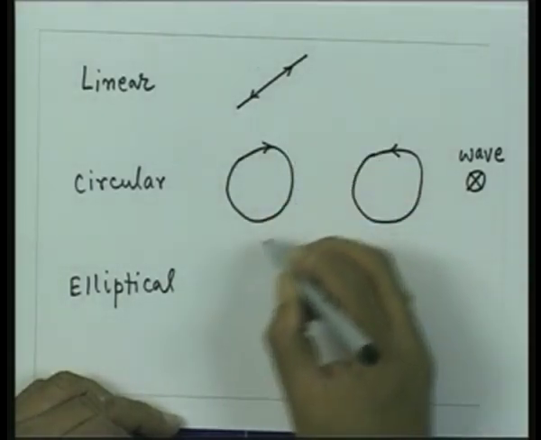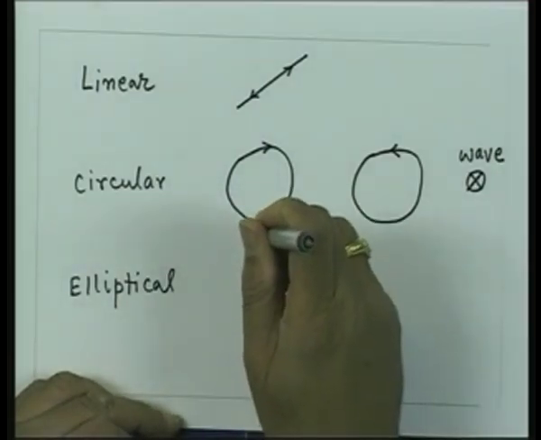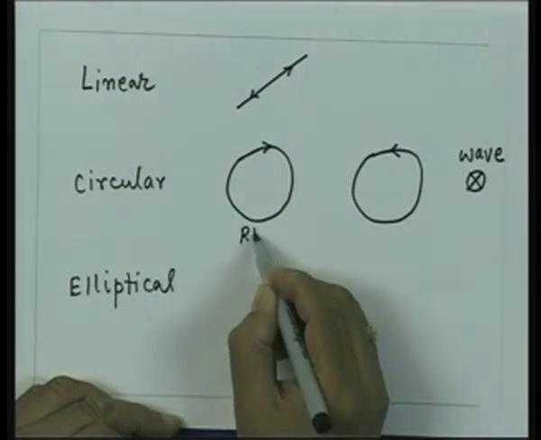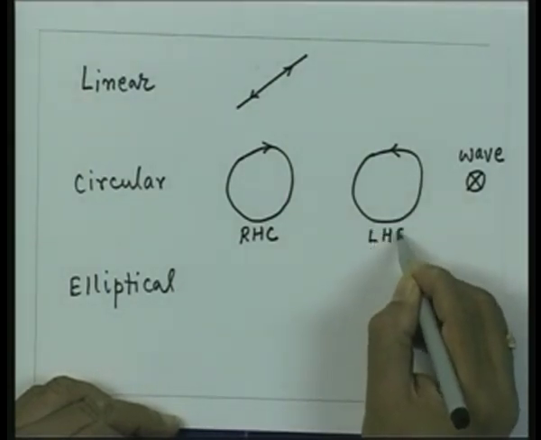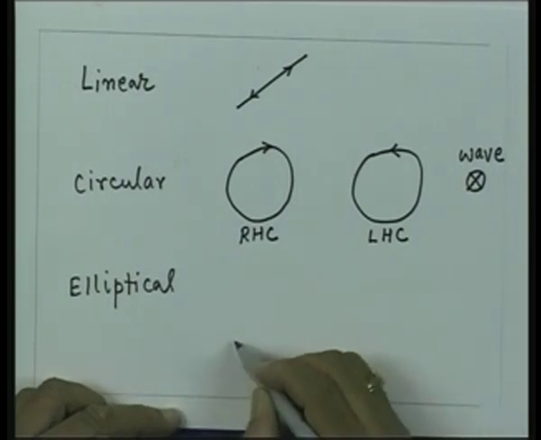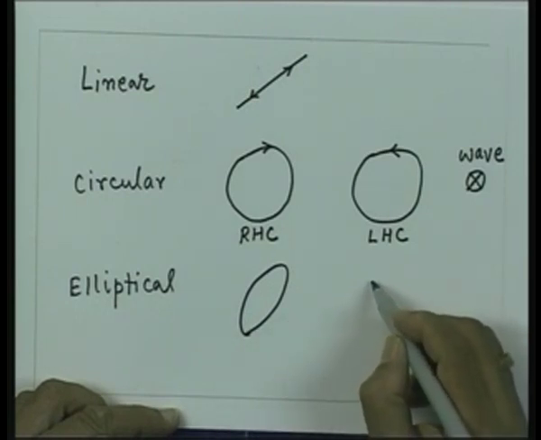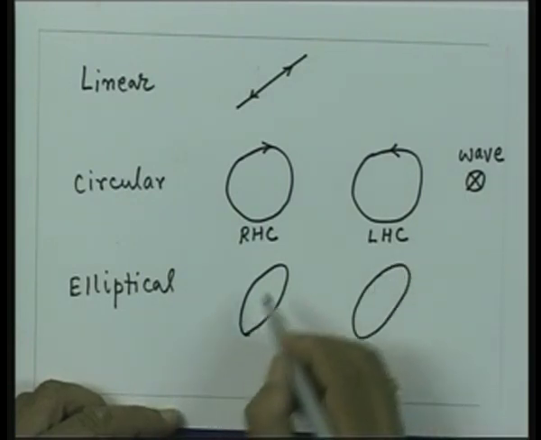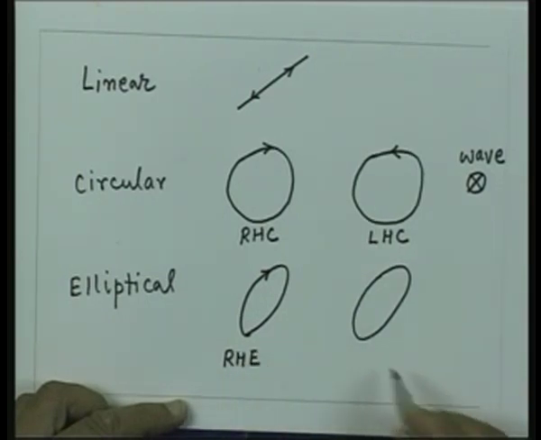So if I look at this circle, this rotation now is towards my right because I am seeing in the direction of the wave which is receding from me. So this gives me the right-handed circular polarization. Similarly, this gives me the left-handed circular polarization. And then we may have an ellipse which in general could be like that. Where again this will give me the right-handed elliptical polarization and left-handed elliptical polarization.